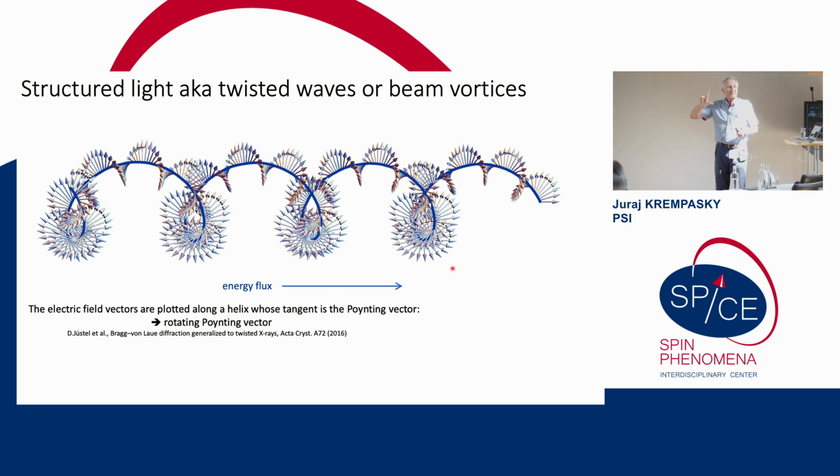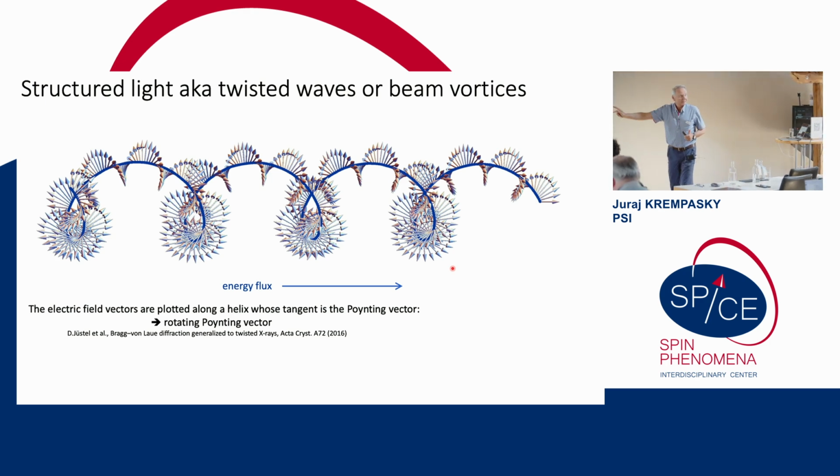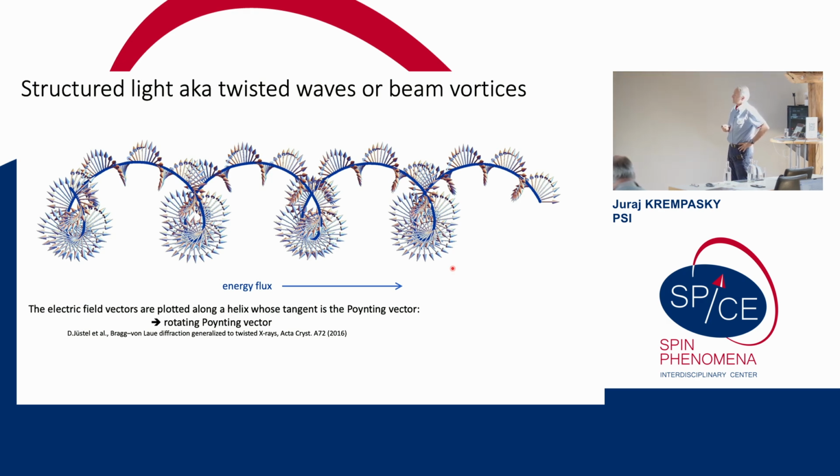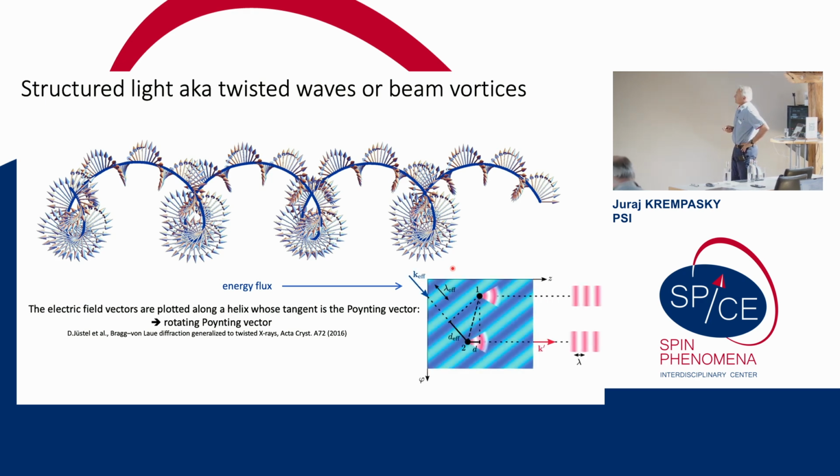So, Poynting vector, and it propagates and rotates. This is very special. This lies at the heart of the beam with a beam vortex. And because this is going to be a talk about diffraction, you can already make a very simple consideration pointing to a problem. And what is the problem?